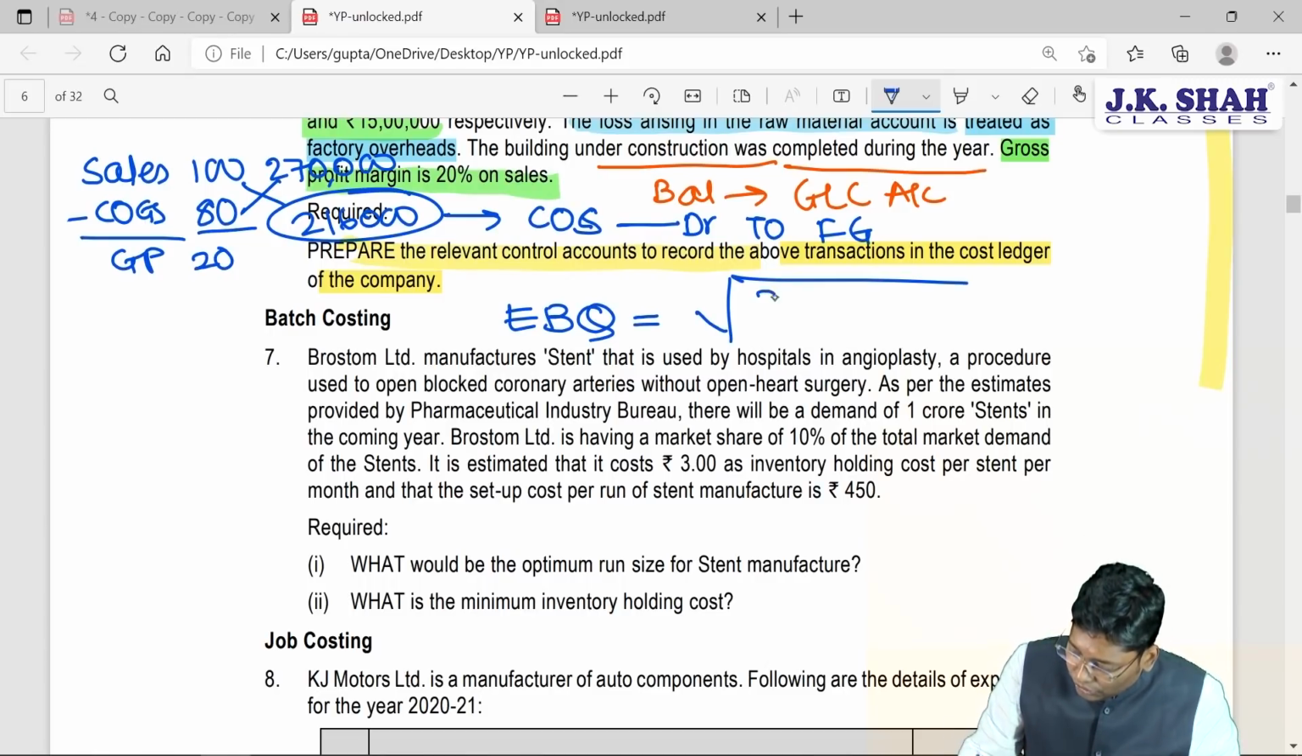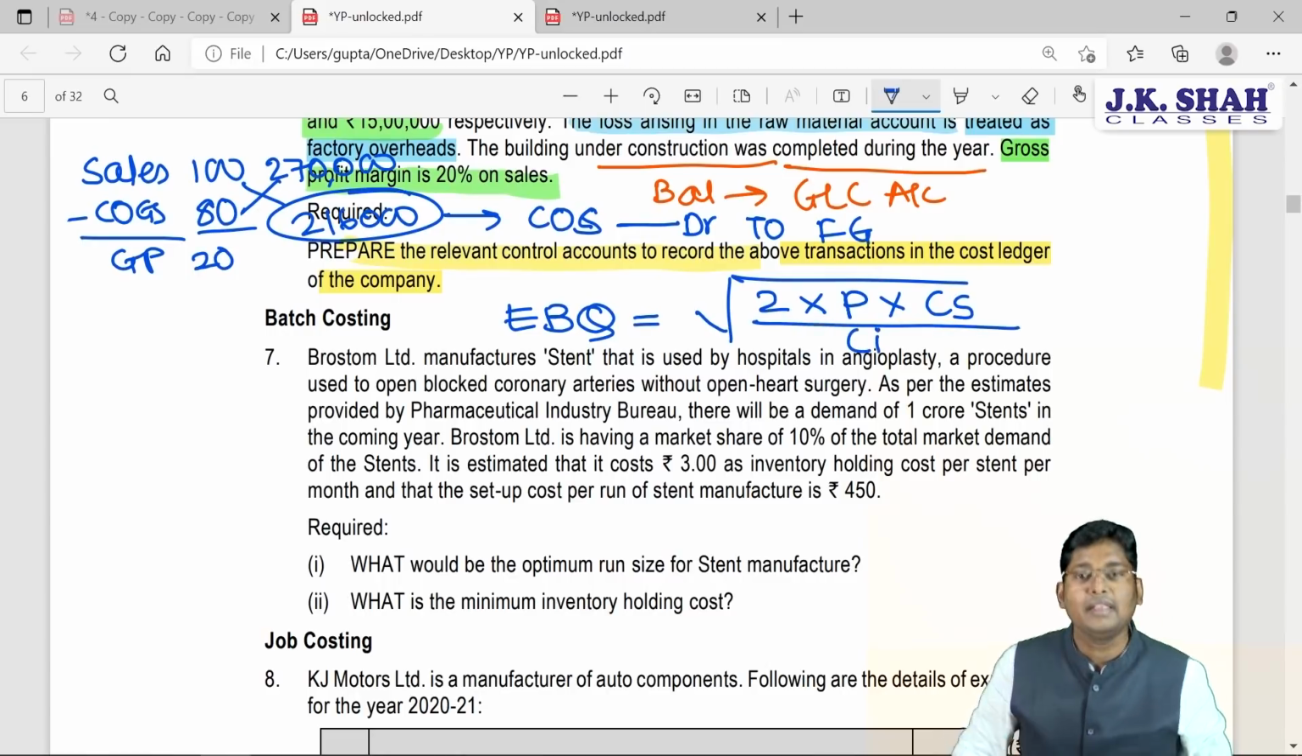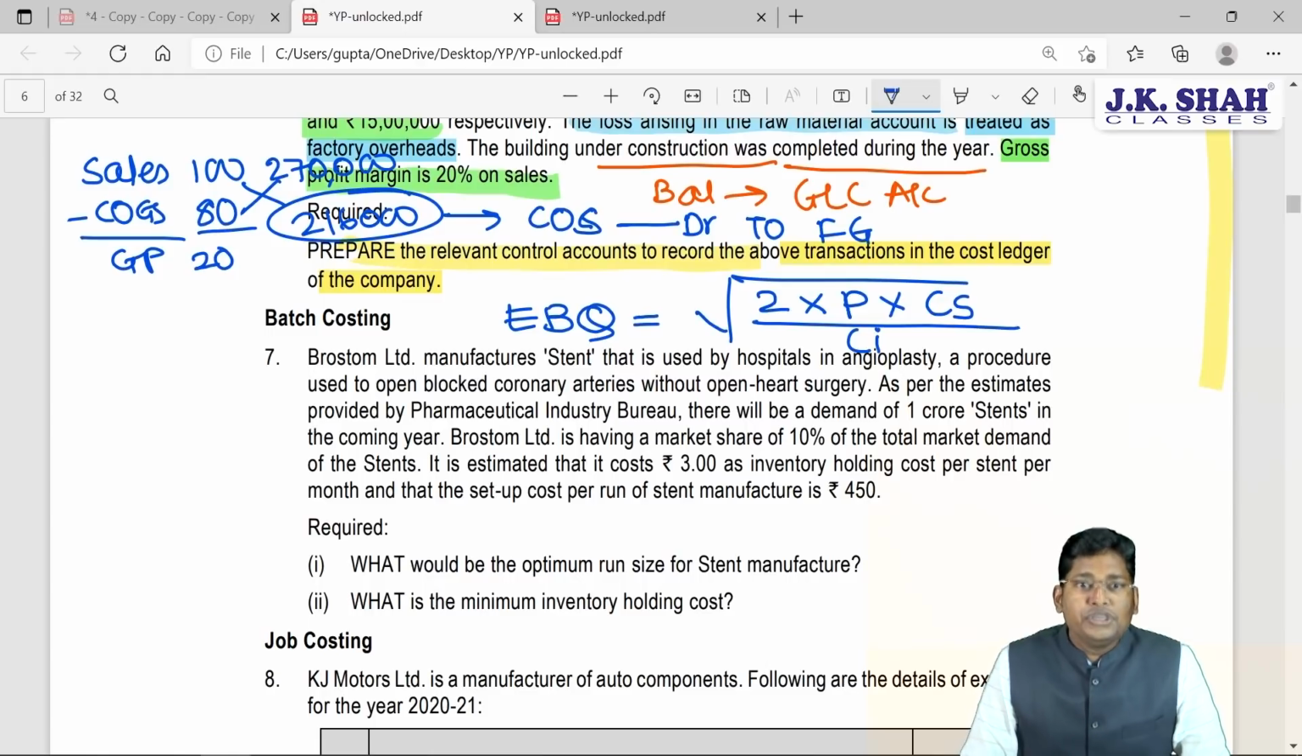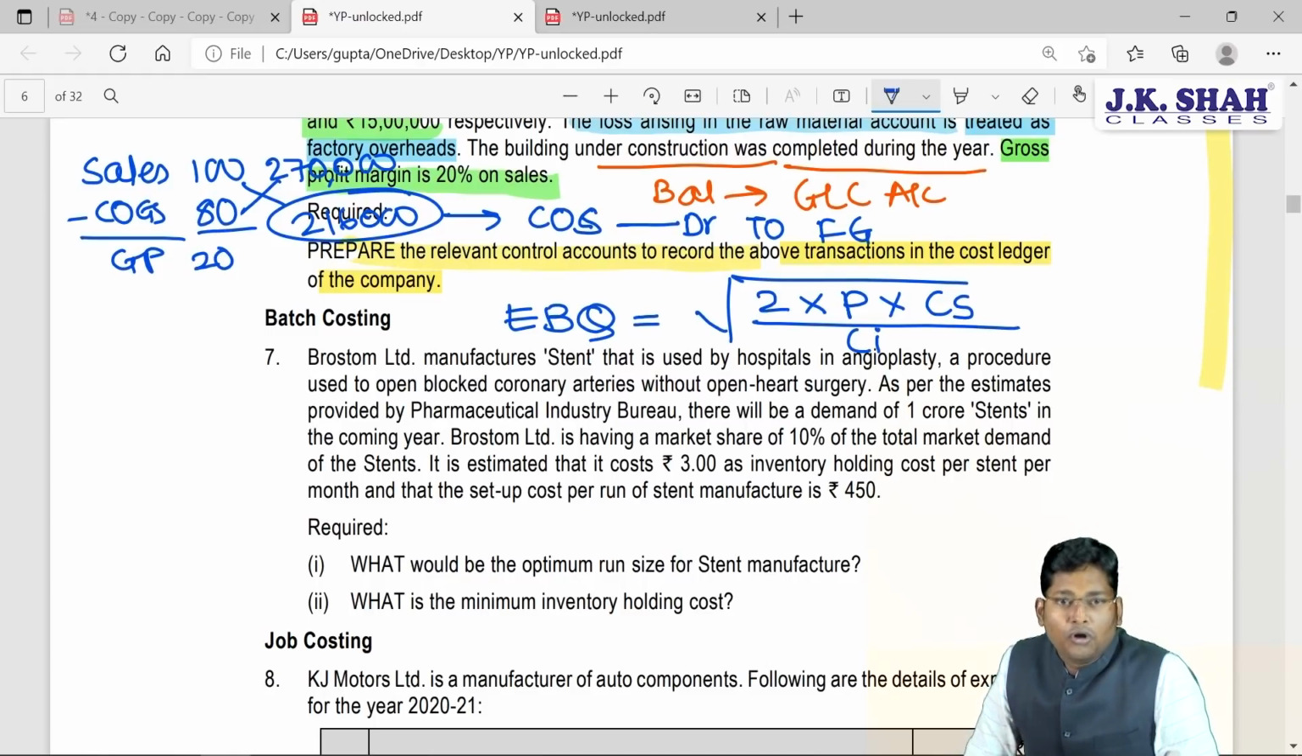For this purpose, you should use the formula of 2 into annual production into setup cost divided by carrying cost. The same formula will be used. Let's see what all information is given. Prostem Limited manufactures stents that are used by hospitals in angioplasty, a procedure used to open blocked coronary arteries without open heart surgery. So some medical terms are given. We are commerce people, and we can't read medical terms properly, no.